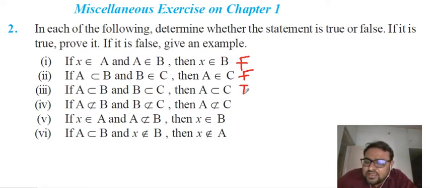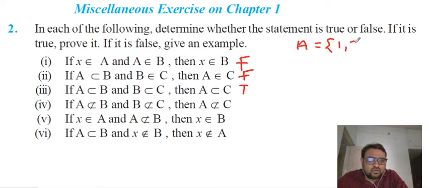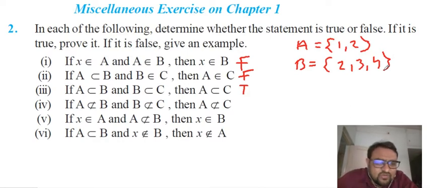Fourth one, A is not a subset of B, B is not a subset of C. Then A is not a subset of C. Now this is not necessary. Let's take an example. If I take A as {1, 2}, if I take B as {2, 3, 4}. Now see, all the elements of A are not there in B, right? One is there in A but not in B, so A is not a subset of B.